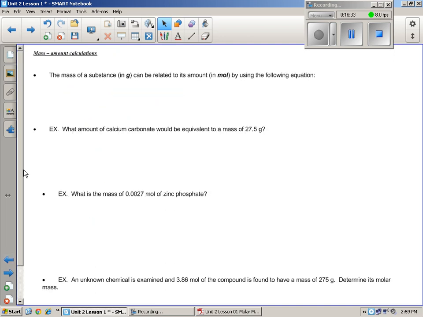We're going to talk about mass amount calculations, and once again, I'm going to go through this fairly quickly because we did this last year. I'm sure you did somewhere, unless you're like from Saskatchewan or something. Who knows what they do there now, right?